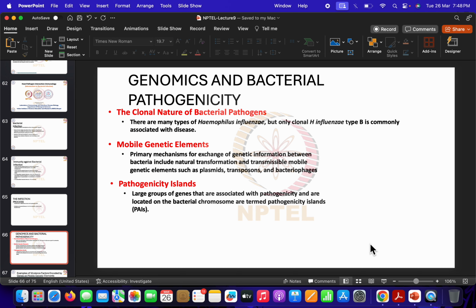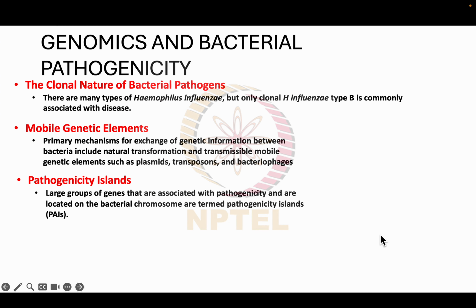Genomics and bacterial pathogenicity. The clonal nature of bacterial pathogens. There are many types of Haemophilus influenzae, but only clonal type B is commonly associated with disease. Mobile genetic elements.